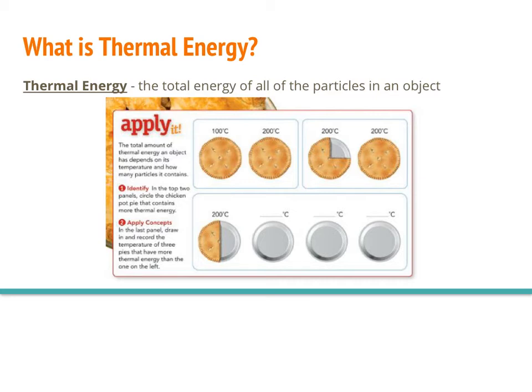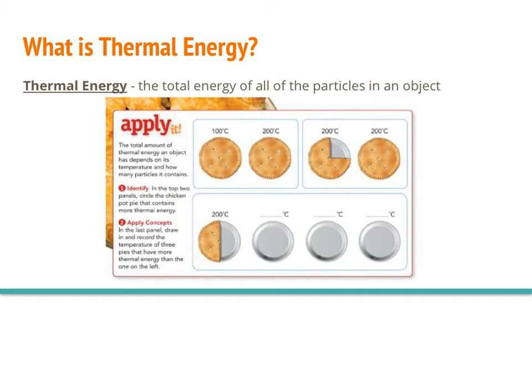So, for example, we might have two big things of tea. We might have two 1 liter pots of tea. That's a warm beverage.